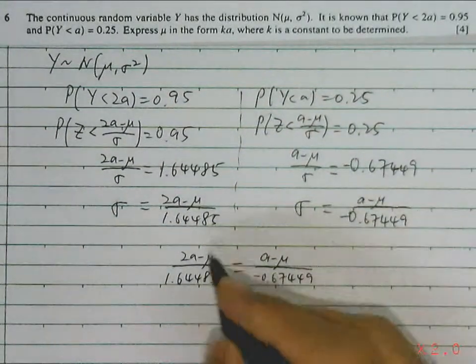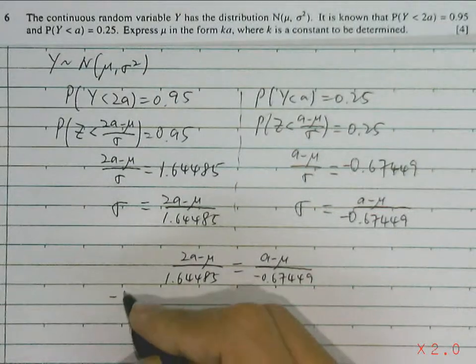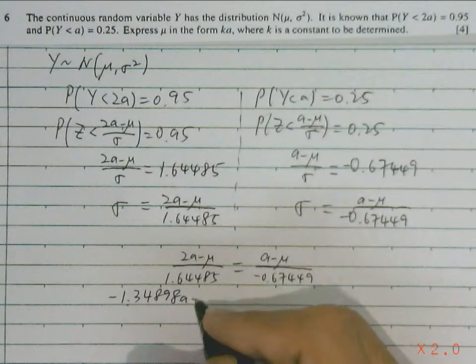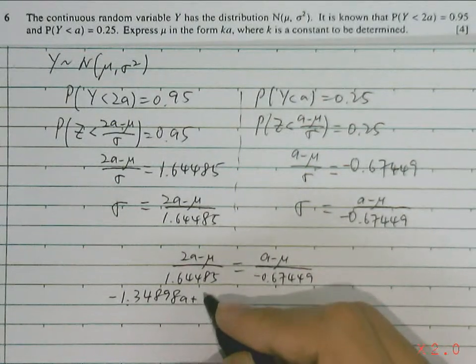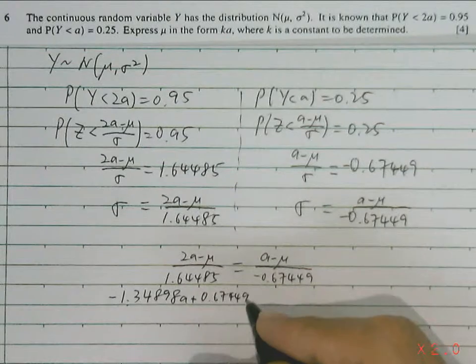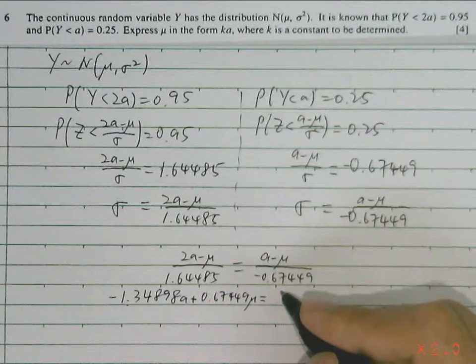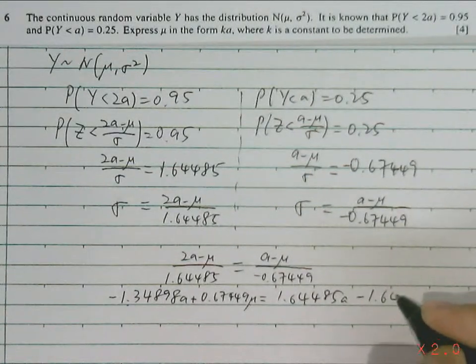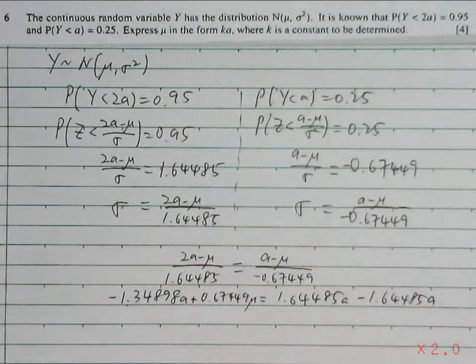What we can do first is cross multiply. We'll end up with negative 1.34898a plus 0.67449 mu, which will then equal 1.64485a minus 1.64485 mu. Note that you shouldn't round off all these numbers to 3SF first, because this is not your final answer. If you round off your values too early, you will end up with great inaccuracies.